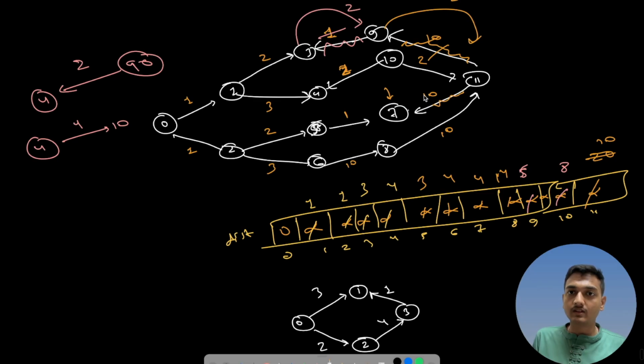I think I can remove this. I can make it 20, and I can reach from 7 to 11, right? So I hope this intuition is clear to you. So what we need to do is maintain the normal forward adjacency list, plus the reverse adjacency list. Okay, reverse adjacency list.